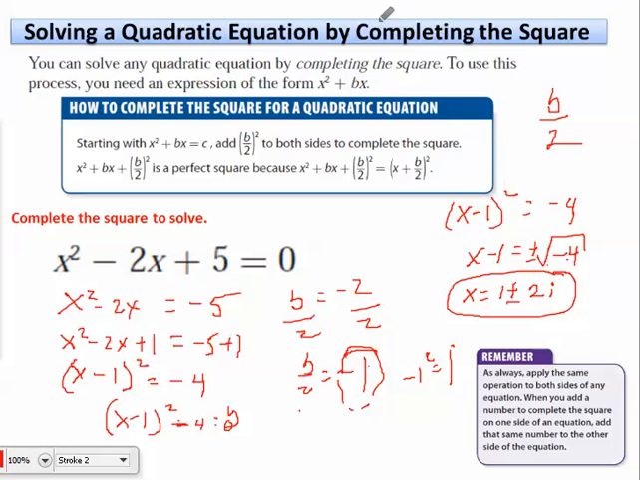Okay? Now, I don't think this is a big jump here. The square root of 4 is 2. The square root of negative 1 is the i. The plus or minus comes down. I'm adding 1 to both sides. So that would be my solution that I'd be looking for.